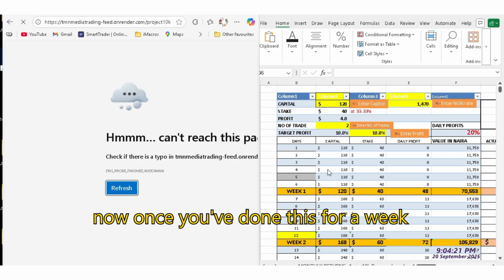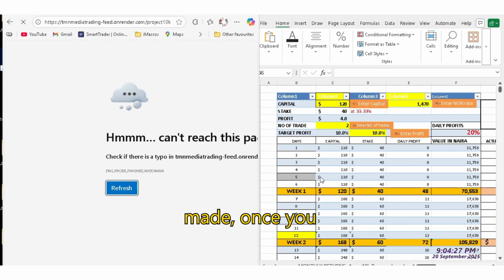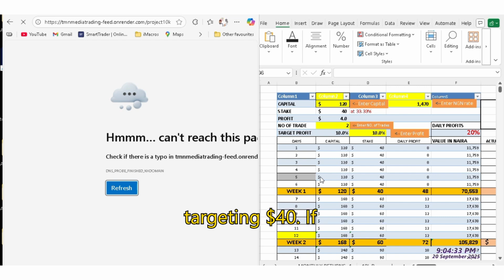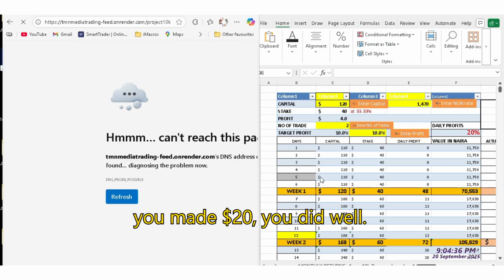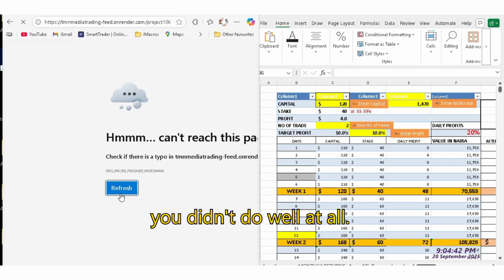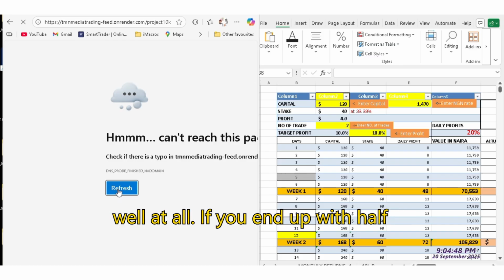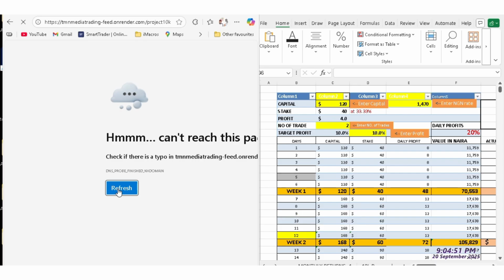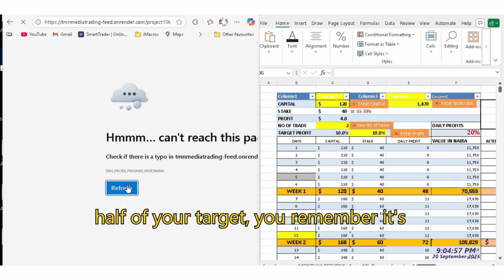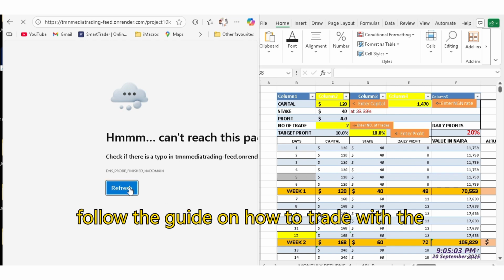Now, once you've done this for a week and you've seen your performance, you evaluate your performance. We are targeting $40. If you made half of your target, $20, you did well. But if you end up with a minus, you didn't do well at all. Are you getting it? If you end up with half of your target, remember it's just 2 trades per day, and you have to follow the guide on how to trade with the signal.